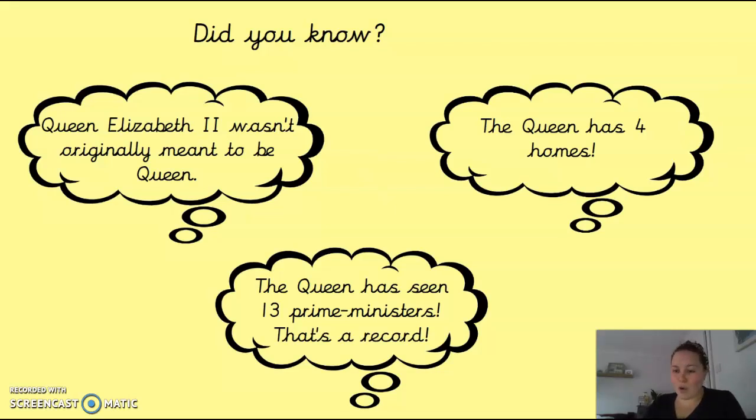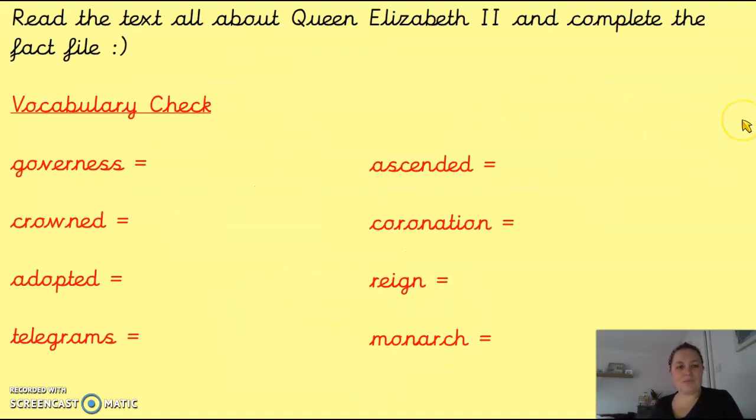So, your job for today, you need to go and find the text, which is all about Queen Elizabeth II, and you need to find the blank fact file. You are going to use the text to fill in the fact file with all of the information about Queen Elizabeth. Before you go off and be independent, I wanted to do a quick vocabulary check.